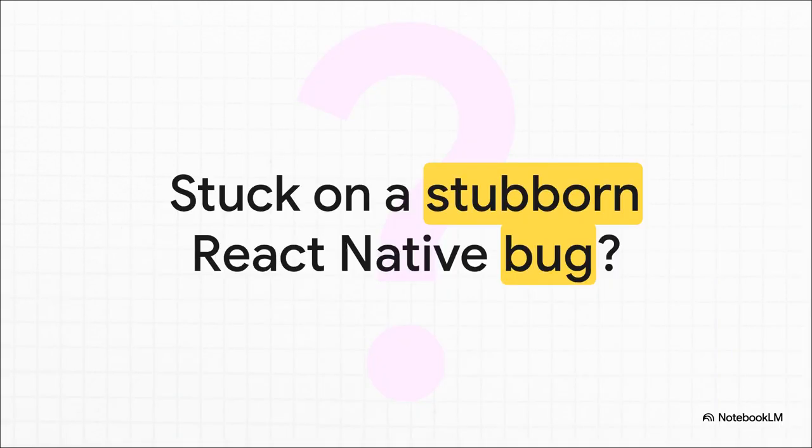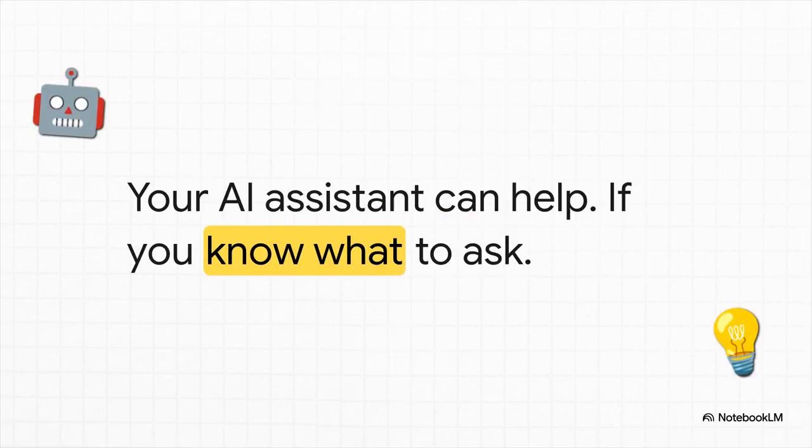You know the feeling, right? We've all been there. You're just staring at the screen, you've got console.log everywhere, and you're just wondering why on earth this one component refuses to work. It's honestly one of the most frustrating parts of development, and it can just burn through hours, sometimes even days of your time. And that's exactly where AI coding assistants come into play.